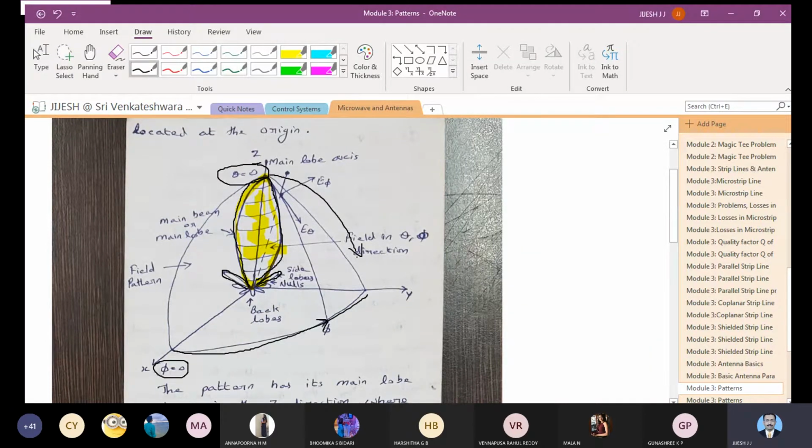Then we have discussed r also. From the center we have taken these dotted lines, and this is the radius. There are two components, one is called E phi, another is called E theta. From this point you are defining E theta and E phi.